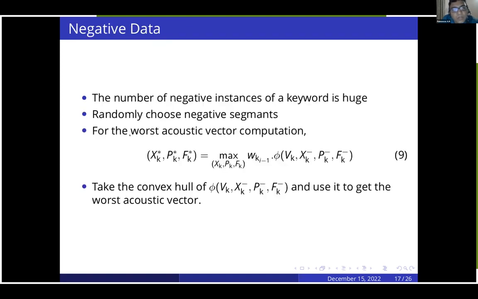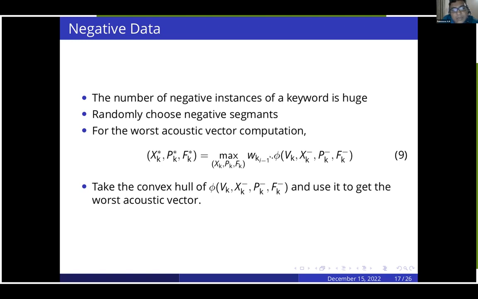Now, the problem when we are trying to train the algorithm for every keyword is that the negative data is typically very much higher than the positive data. So one thing we can do is randomly choose the negative segments where the keyword is not present, and for this worst acoustic vector computation, we need to take a dot product with respect to all the negative acoustic data. The problem here is that too much computation is involved, because in any database the number of positive instances is very low compared to the negative instances.